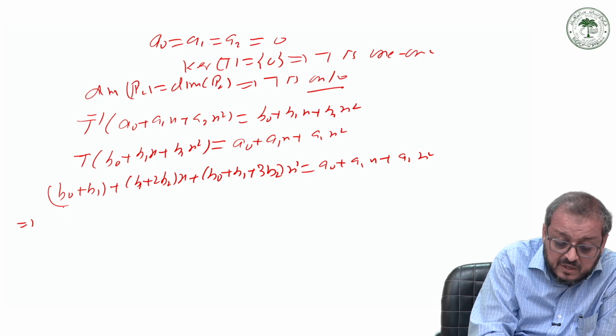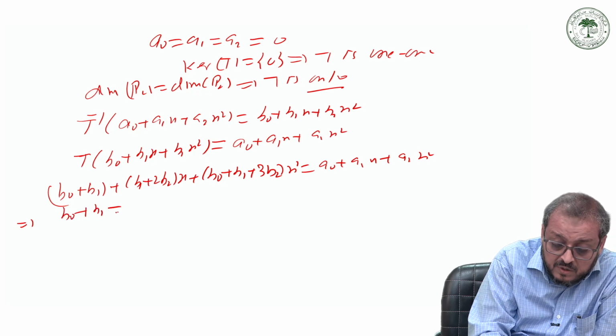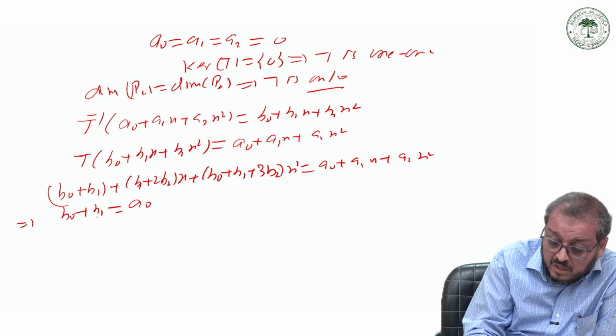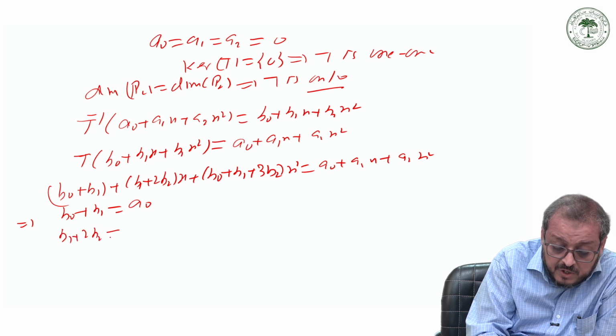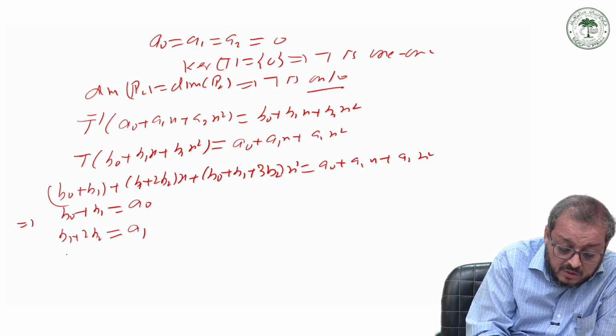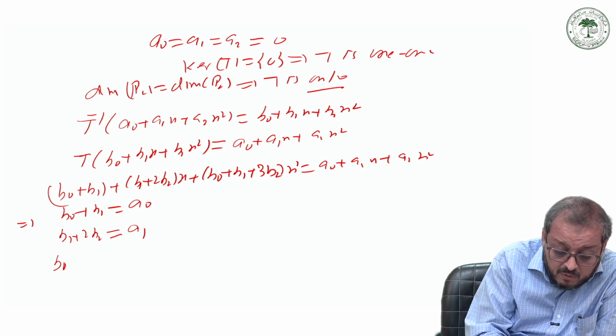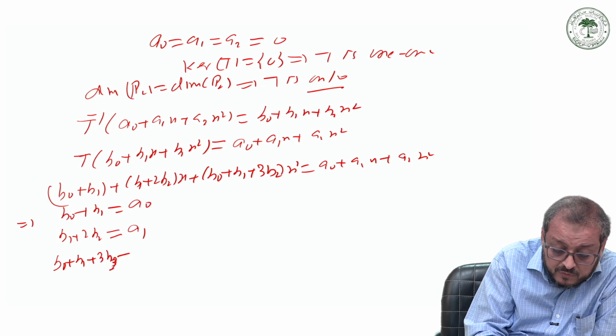Now this can be written as b naught plus b1 is equal to a naught. Now b1 plus twice b2 is equal to a1. Now b naught plus b1 plus 3 b2 is equal to a2.